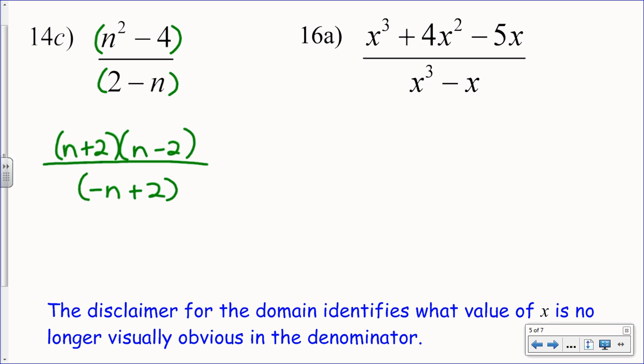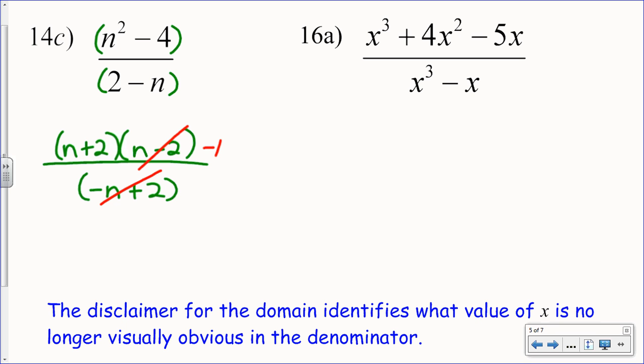So does negative n plus 2 is that an exact factor of either of these, n plus 2 and n minus 2? No, but it is an exact opposite of one of them. So this negative n plus 2 is going to cancel with one of these two in the numerator. Which one is it the exact opposite of? The n minus 2. So those cancel, but I'm left with a negative 1 still.